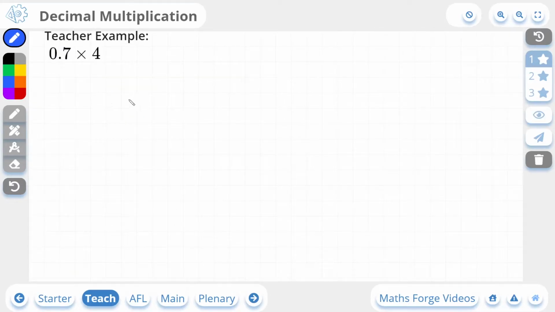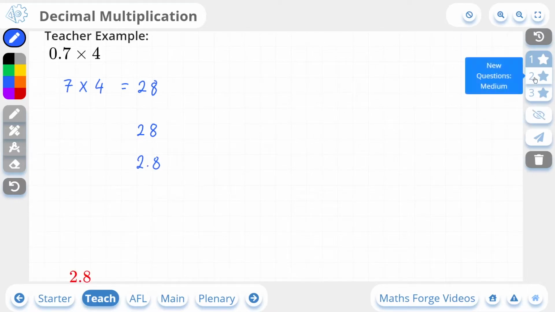We'll do one more one-star question. So here we have 0.7 multiplied by 4. As I said before, ignore the decimal point. So it just becomes 7 times 4, which we know is 28. And now with this 28, we're going to go to our question and see how many digits sit behind the decimal point, which is just 1. It's this 7 here. So there should be one digit sitting behind the decimal point in the answer. So it's going to be 2.8. If we check our answer, there it is.